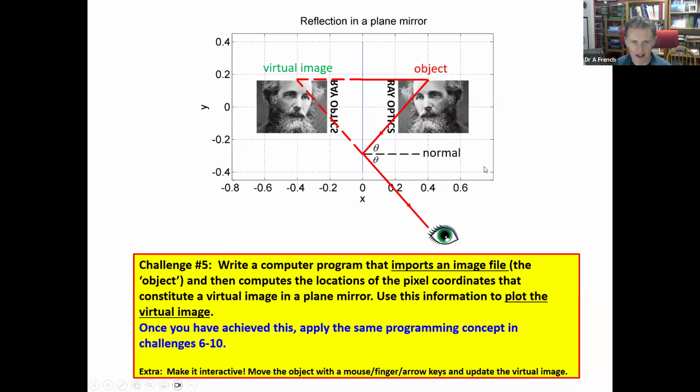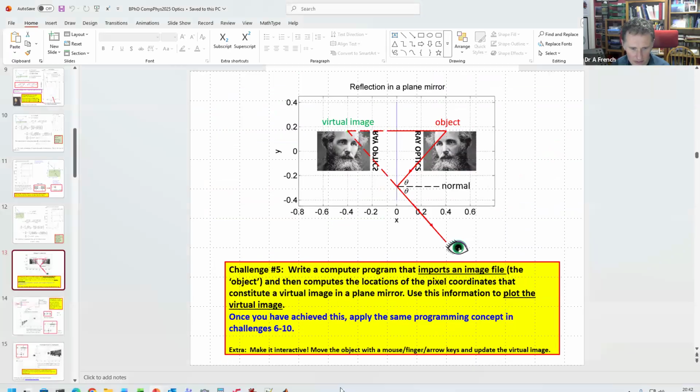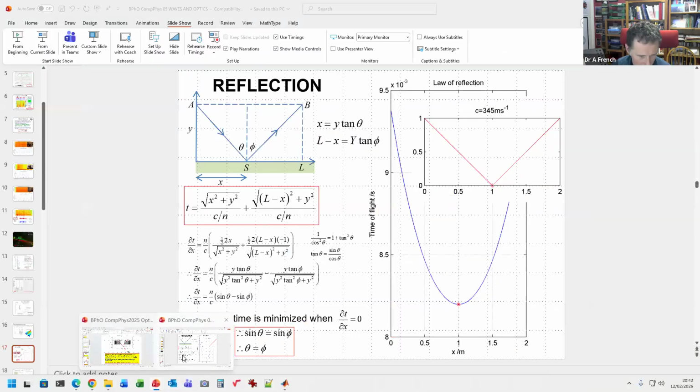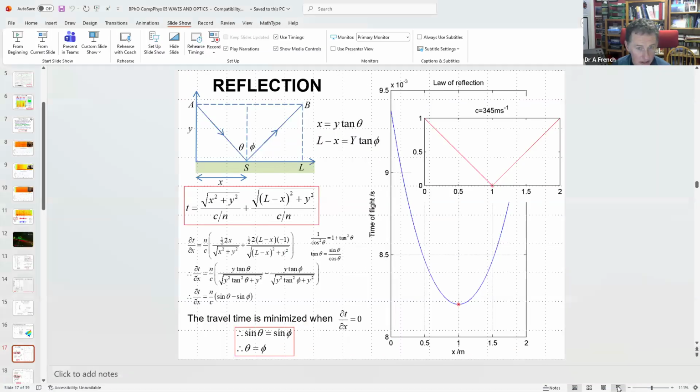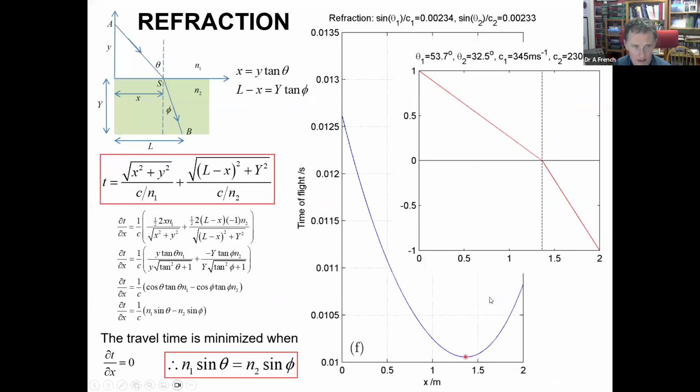Okay, so we've got a few minutes left. This was another thing from the challenge. So I think I'll go back to my presentation now, which is this one. So there we go. There's reflection. There's refraction.